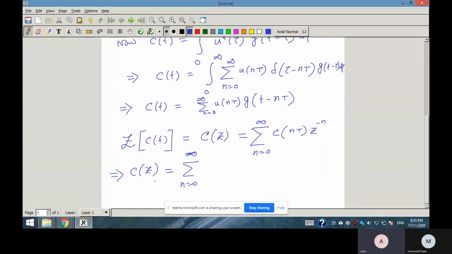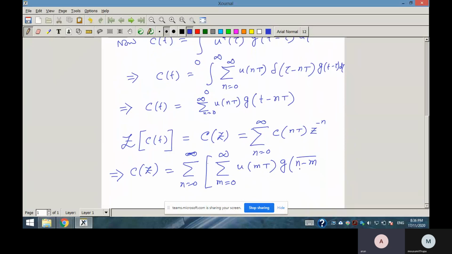So C(z) equal to summation n equal to 0 to infinity, then what is your c(nT)? c(nT) you can write like this, summation of, so here also n equal to 0, so n is any dummy variable. I will write m equal to 0 to infinity, u(mT). Now in place of t, what will you write? T, I will write m T, g of, and n I will replace by m. So n minus m.